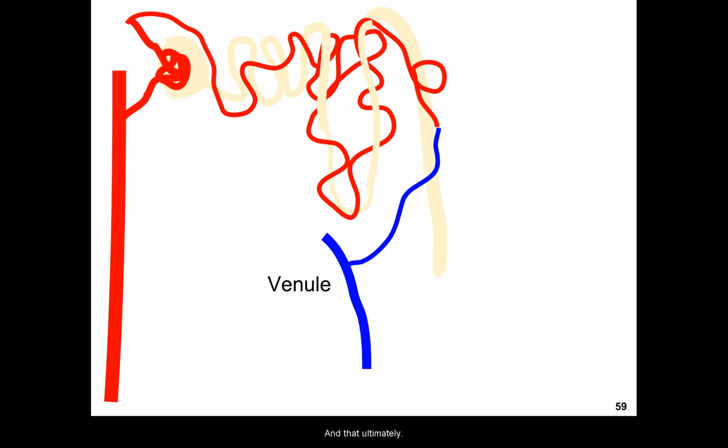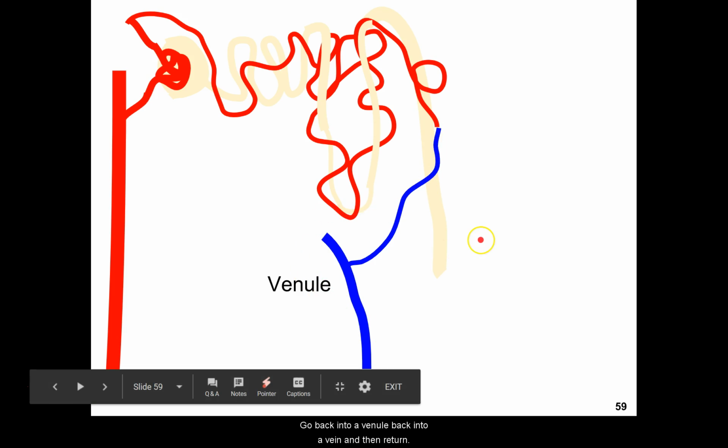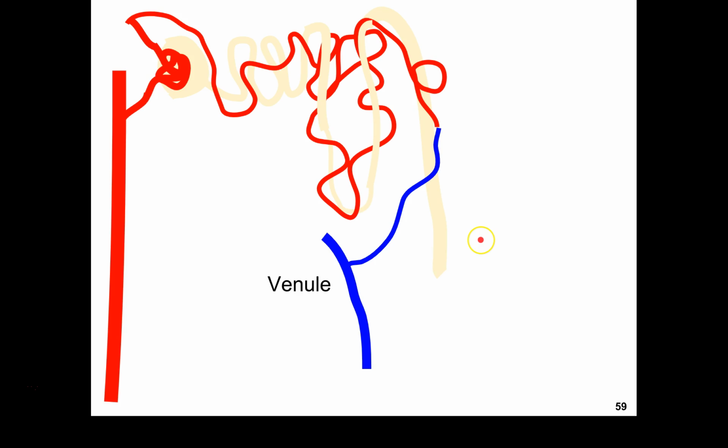And then ultimately, this is going to go back into a venule, back into a vein, and then return to the heart to be reoxygenated, do the rest of its stuff.